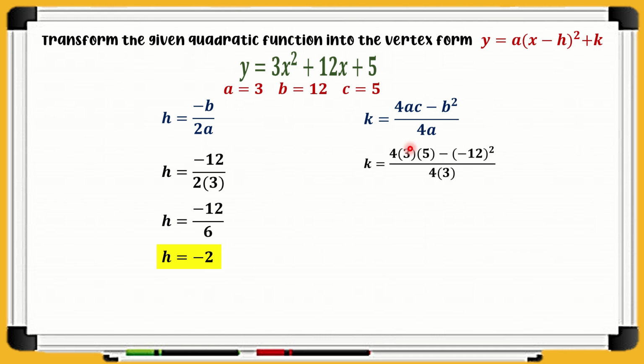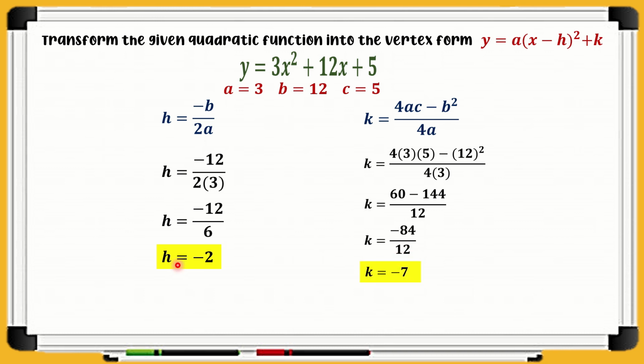Let us find the value of k. So we have 4 times 3 times 5 minus 12 squared all over 4 times 3. So 4 times 3 times 5 is 60, 12 squared is 144, and 4 times 3 is 12. We will obtain 60 minus 144 all over 12. And 60 minus 144 is equal to negative 84. Divided by 12, it gives us negative 7.